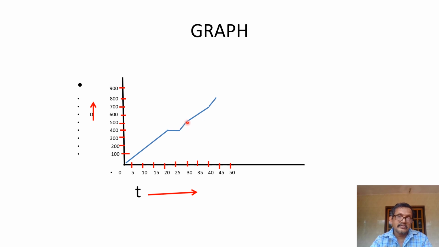Here observe, you can see a curved graph. A curved graph means non-uniform motion. If it is non-uniform motion, then you will get a curved graph like this. So this is uniform motion, this is body at rest, this is non-uniform motion. So this is the analysis of the graph from the previous example.